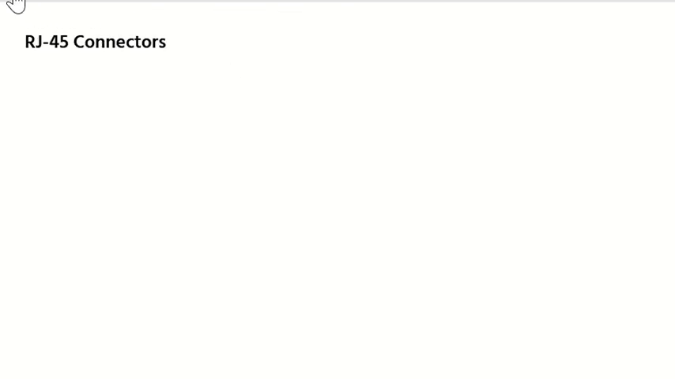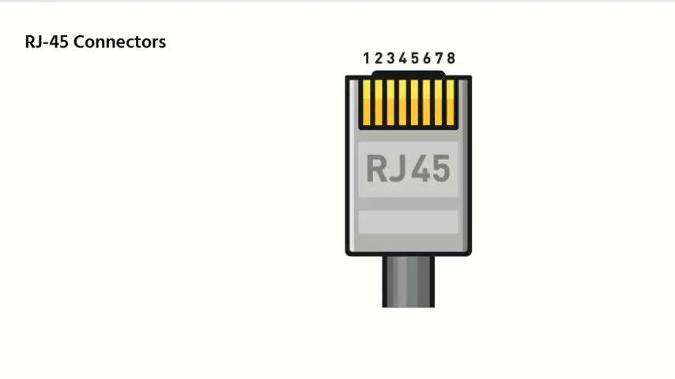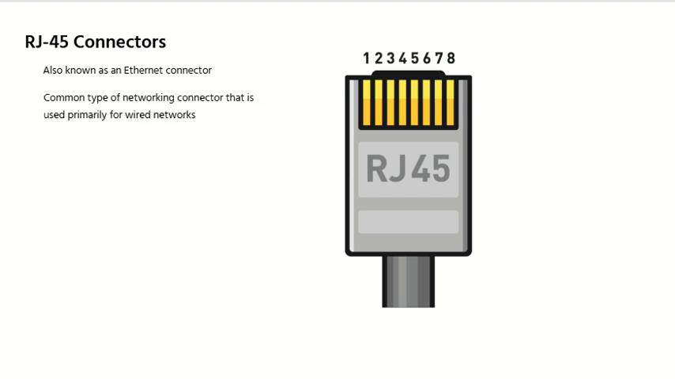To plug a twisted pair cable into a computer and network device port, an RJ45 connector is needed. An RJ45 connector, also known as an Ethernet connector, is a common type of networking connector that is used primarily for wired networks. It looks similar to a telephone jack but is slightly wider.